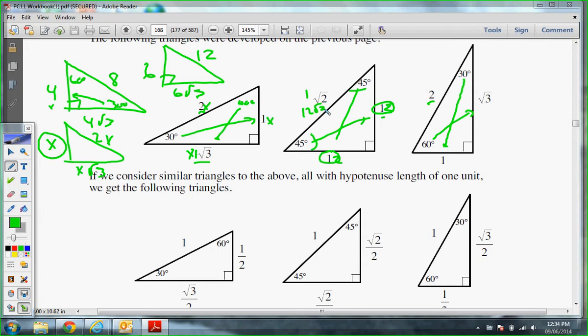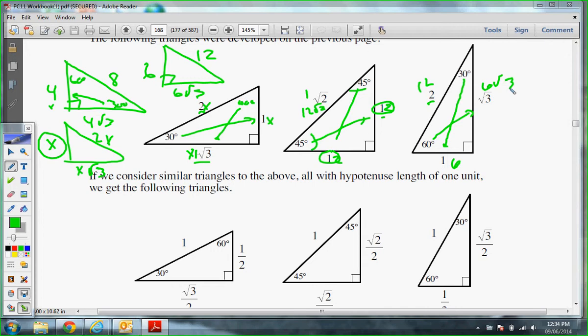Okay, and you'll notice that, again, the 30, 60, 90 pattern is the same, it's just turned. They're the same triangle, it's just turned. So if I put 6 here, then it'd be 12, 6 root 3. Okay, that's all you'd have to do there.